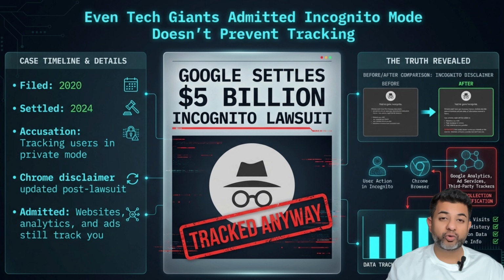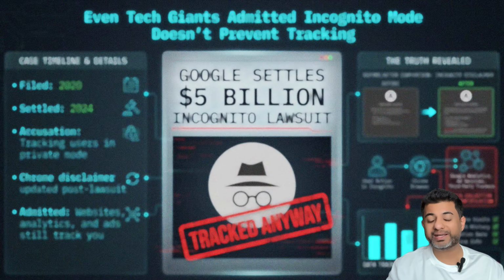After the lawsuit, Google quietly updated Chrome's incognito disclaimer to admit that websites, analytical services, and advertisers can still track you. This is a tech giant, one of the most sophisticated companies on earth, admitting in court that incognito mode doesn't prevent tracking. What makes you think any browser's private mode can? This lawsuit proved what security researchers have been saying for years. Incognito mode is a placebo.